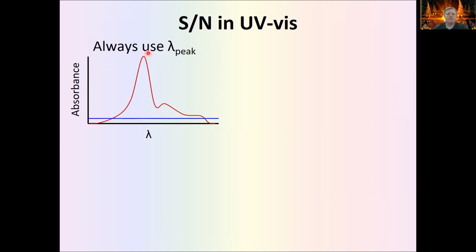And so since that's where you get the best signal to noise, that's generally where you get the least amount of uncertainty in your measurement. And so that's generally where you're going to try and take your measurement. So you're always going to try and use your most abundant wavelength.